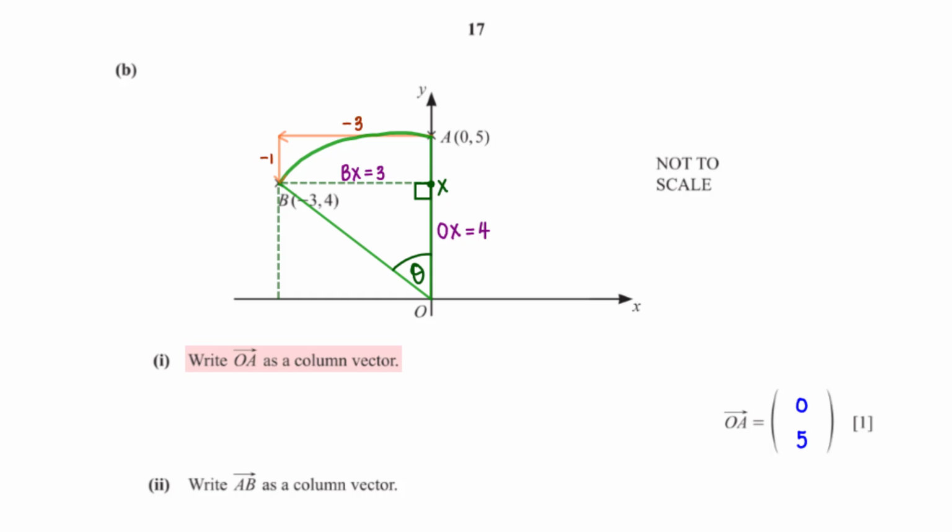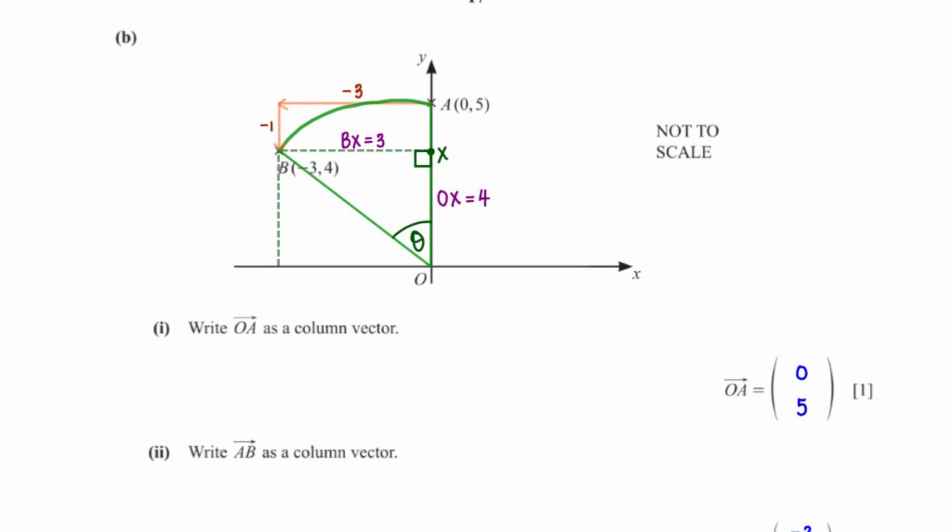Write OA as a column vector. To get to A from the origin, we move 0 units in the x direction and we move 5 units in the y direction. And so OA is (0, 5).